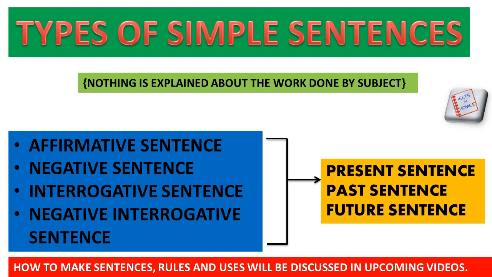As I earlier explained, when nothing is explained about the work done by the subject, that is called a simple sentence. And there are 4 types: affirmative sentence, negative sentence, interrogative sentence, or negative interrogative sentence. Third and fourth type can also be used with WH family, which I will explain later. All these 4 types of sentences can be formed in present, past, and future. And in my upcoming videos, I'll show you how to make sentences, rules, and their uses.